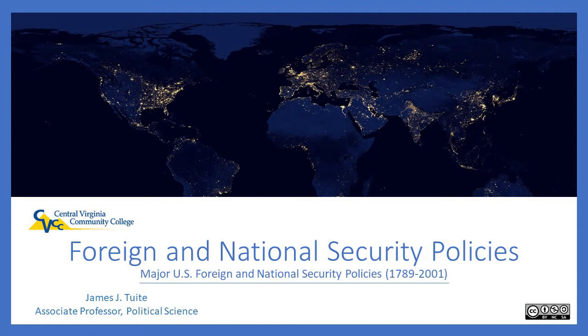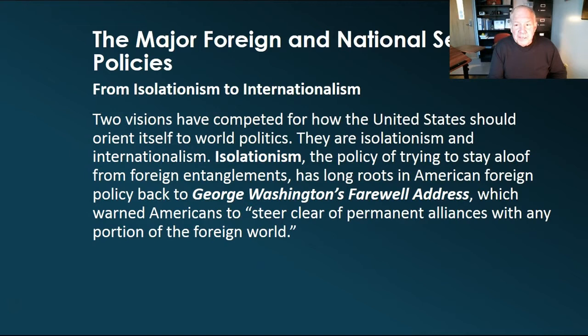In this video, we'll discuss foreign and national security policies, Part 3, Major U.S. Foreign and National Security Policies between 1789 and 2001. Two visions have competed for how the United States should orient itself towards world politics. They are isolationism and internationalism.